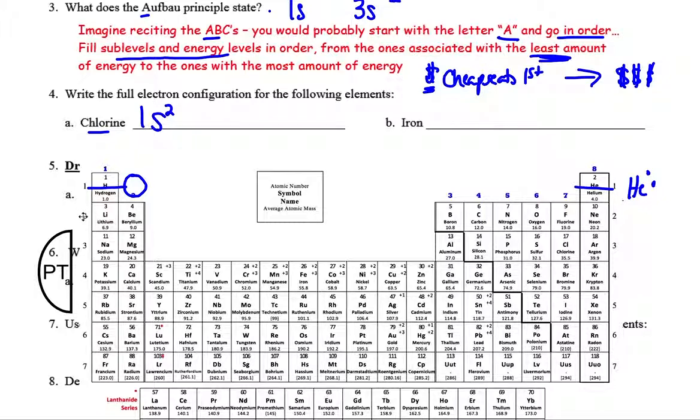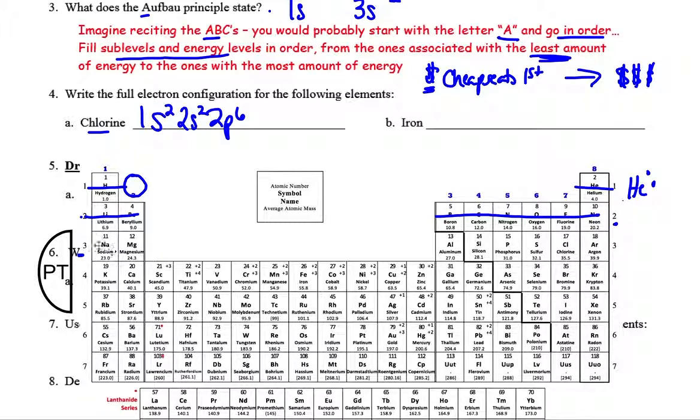Then we come to the second row. We start here. We get to the end of the S section. We write it down. 2s2. Keep going. Now we get to the P section. This is a P block. We're still in the second row. So we write 2p6, because there's 6 of them. Then we're done with the second row.